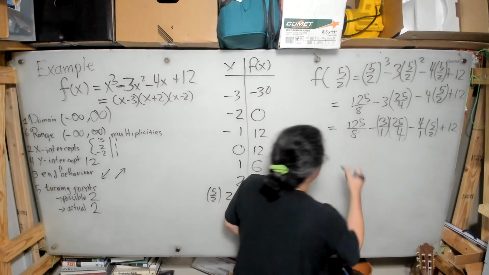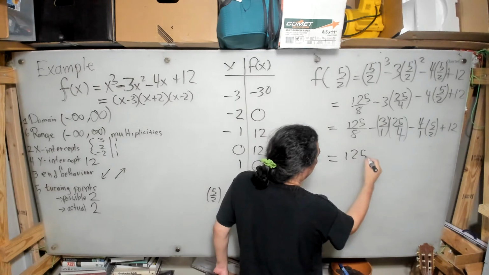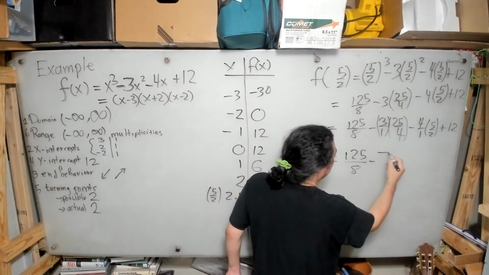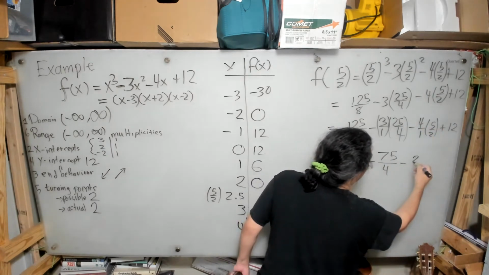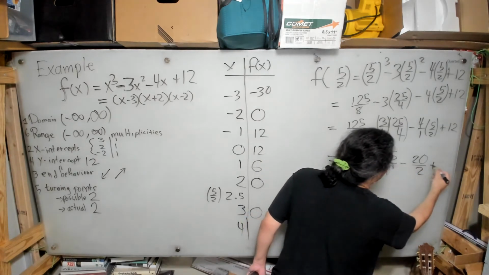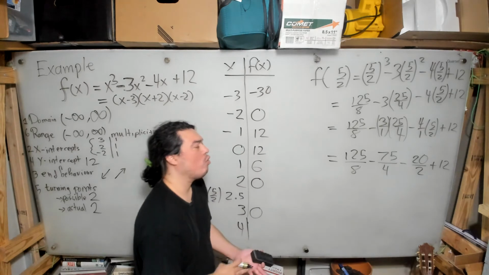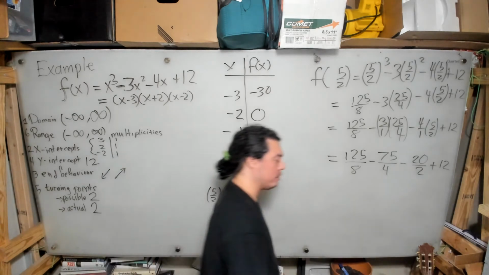I can see that this is going to be 125 over 8 minus 3 times 25, that's 75 over 4, minus 4 times 5, that's 20 over 2 plus 12. Okay. So now what I'm going to do is put them all over 8 so I can perform the additions and subtractions required here.